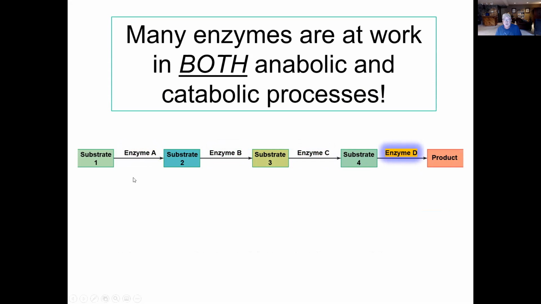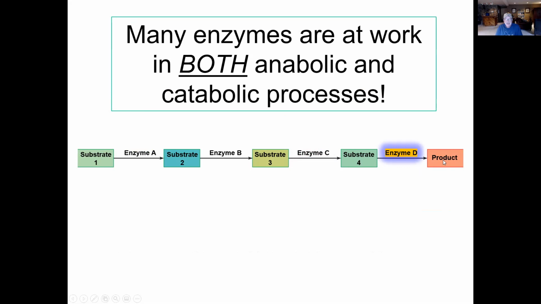So to review, we've started with a particular substrate number 1. We've converted it into a number of different other compounds or substrates. But at the very end, the cell has produced some desired end product that it needs or wants. This occurred again thanks to the action of 4 different enzymes, right? Each converting a particular substrate, until finally we get to the end result here of the product the cell wants.